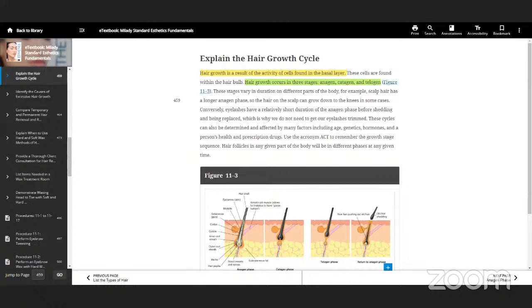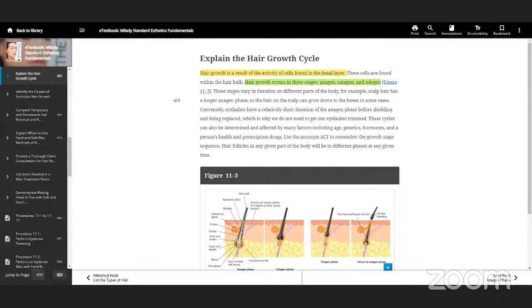So scalp hair has the longest anagen growing phase. Eyelashes have a relatively short duration of the anagen phase before shedding and being replaced. Y'all, eyelashes, which is why we do not need to get our eyelashes trimmed. So them lash specialists, what are we trimming eyelashes for?